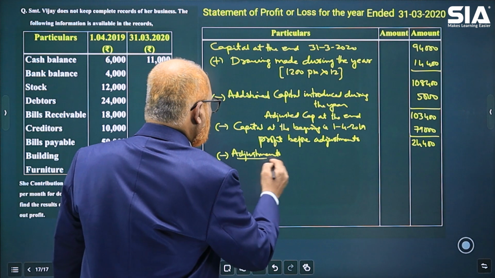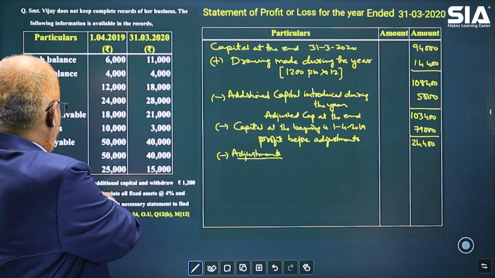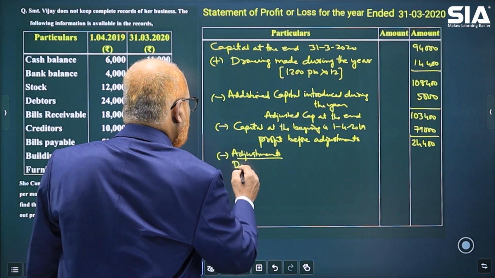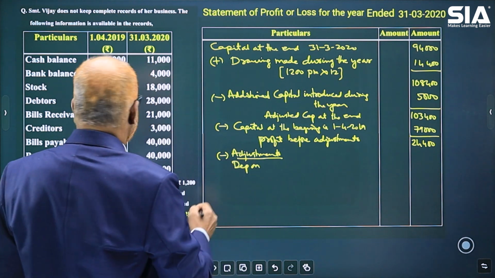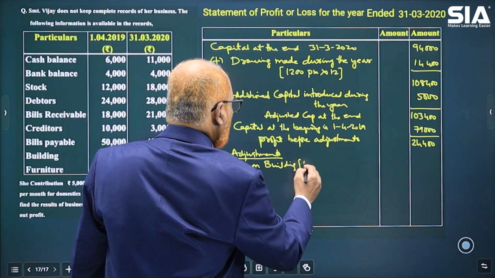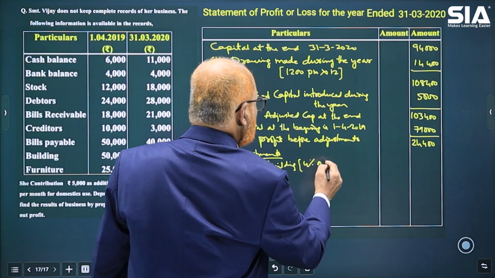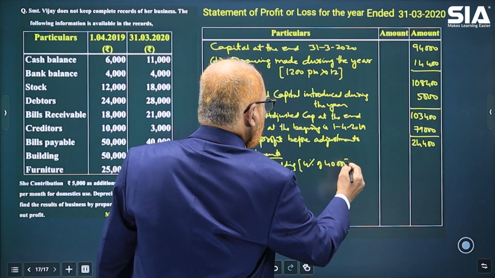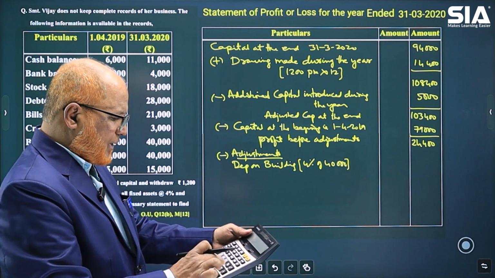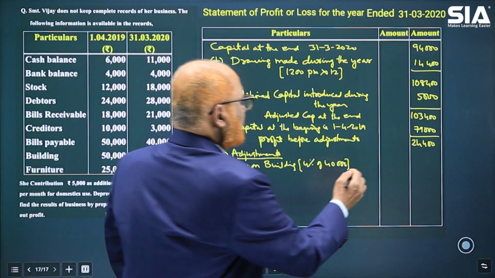The adjustments given in the problem are regarding depreciation. Depreciate all fixed assets at 4% and find the results. So depreciation. First, we calculate depreciation on building. 4% of what is the value of the building at the end of the year? 40,000. So 4% of 40,000. 40,000 into 4 divided by 100 is equal to 1,600.